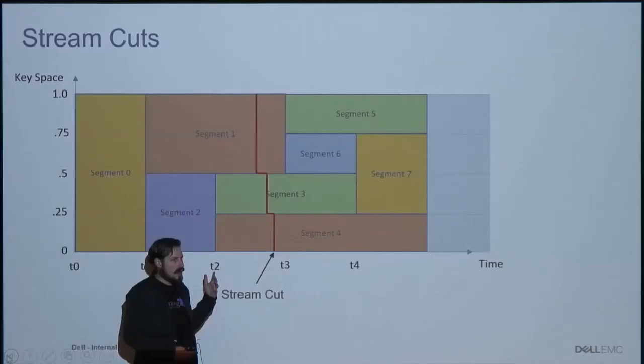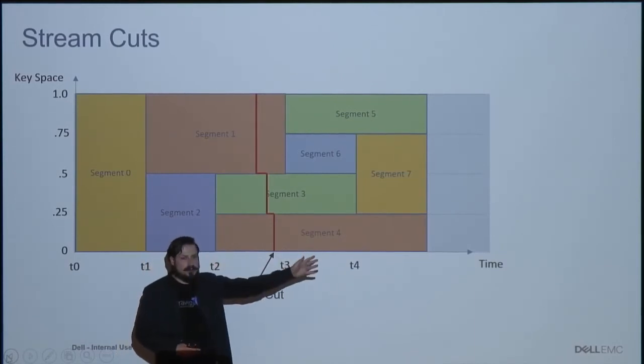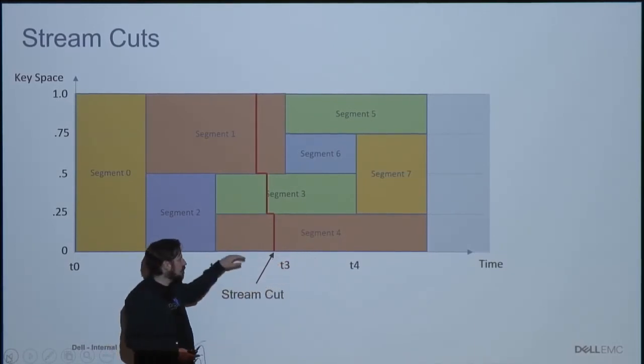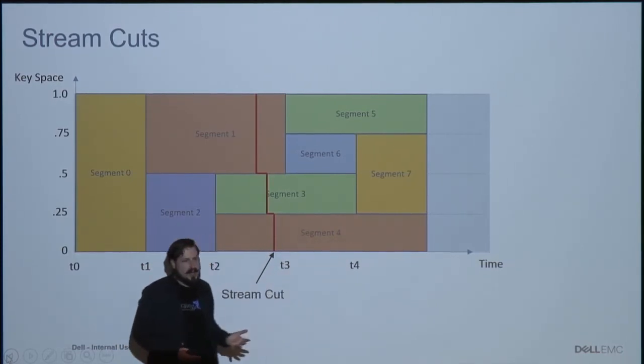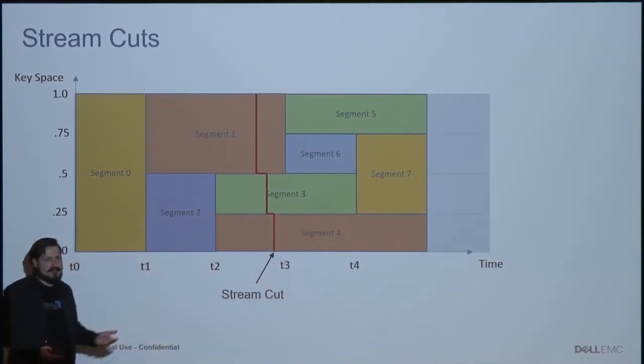You can persist that somewhere if you want to resume from that point, and that will just keep incrementing forever. If segment 4 lives for a very, very long time, that number will keep getting higher and higher, but it's a long, so it's fine.